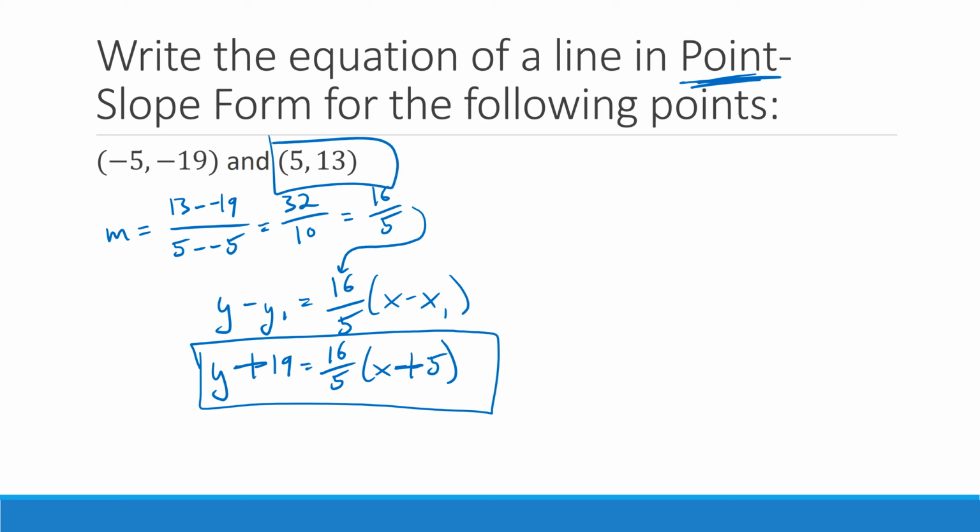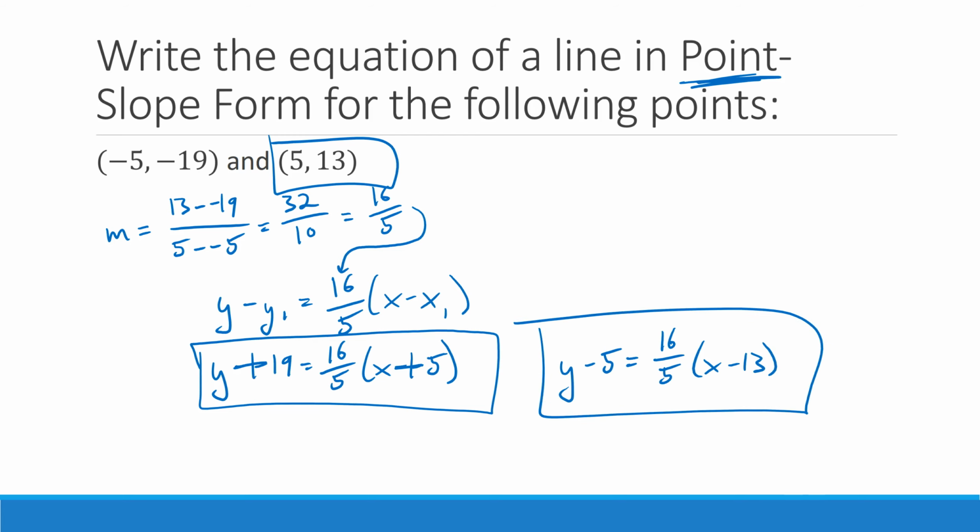What if I plugged in this point? In that case, it would be y minus 5 equals 16 over 5 times x minus 13. That's another possibility if I plugged in the second point. So both of these are possible answers. On the test, you would probably just need to give one of them, and I would accept either one as correct. And that's all I have to do.